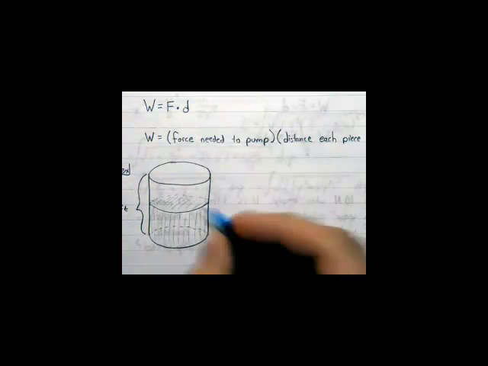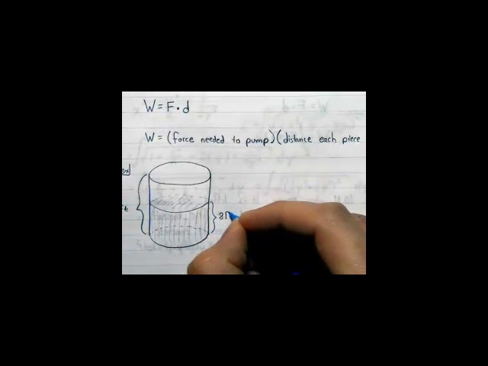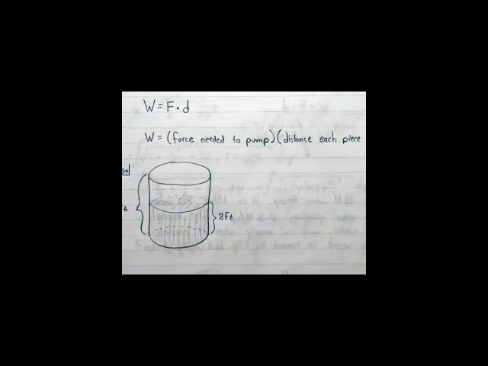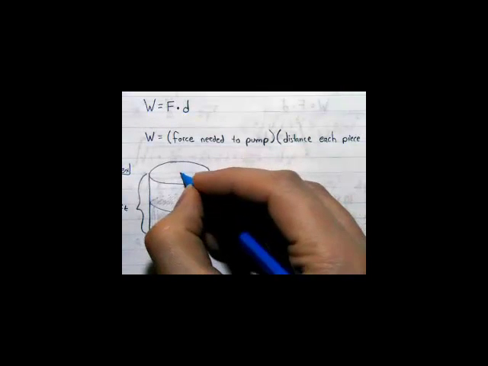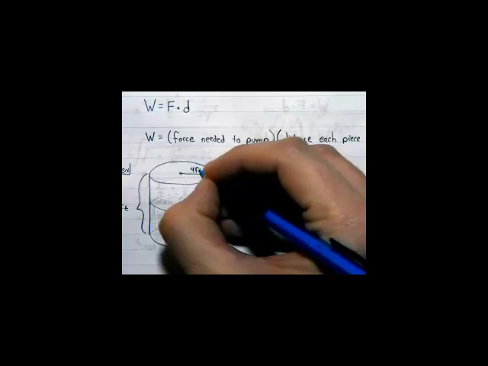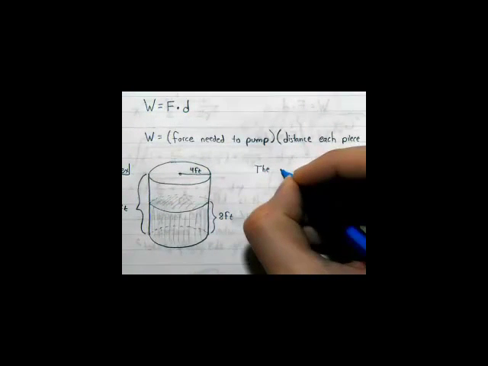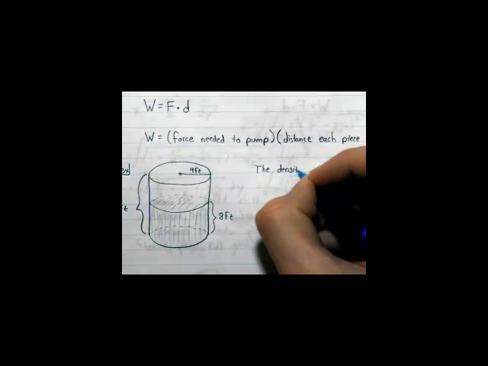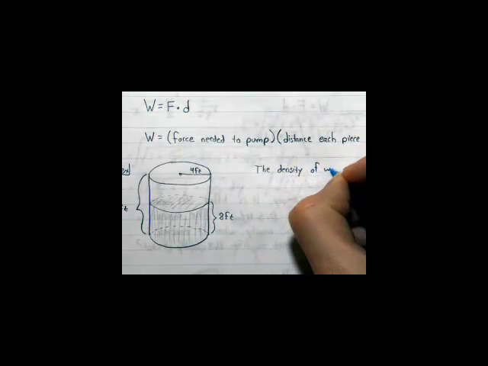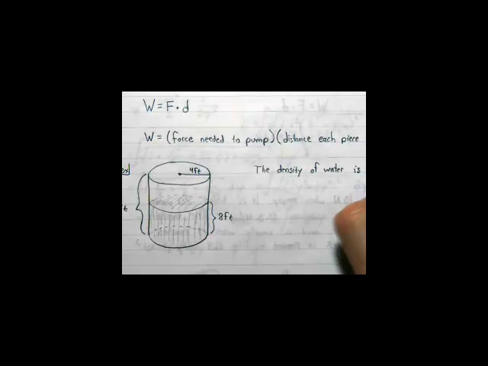The height of the water is 8 feet. I know this is really not to scale, but it's just how I drew it. And the radius of the container is 4 feet. So the question would go something like this. The density of water is 62.4 pounds per cubic foot.